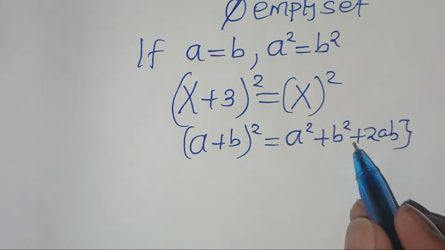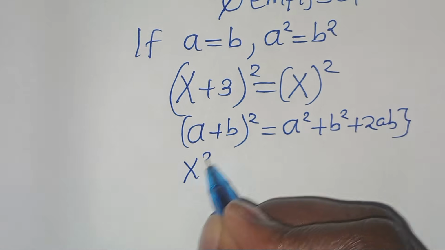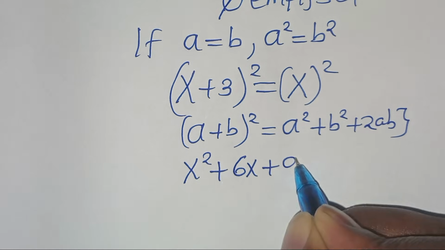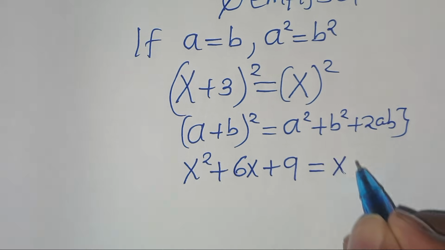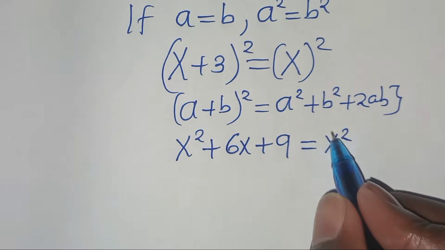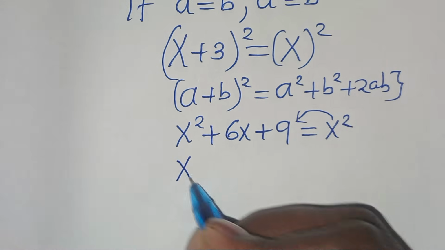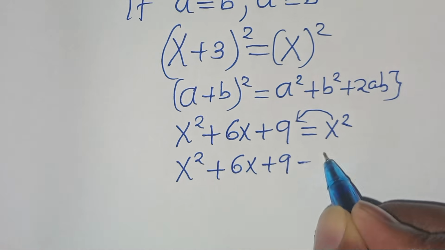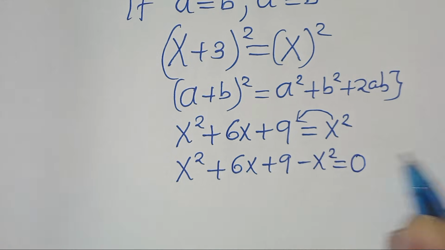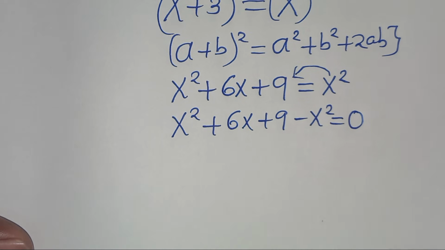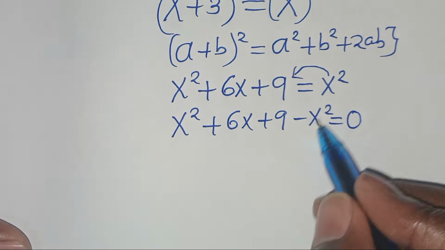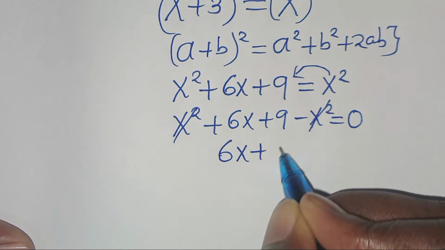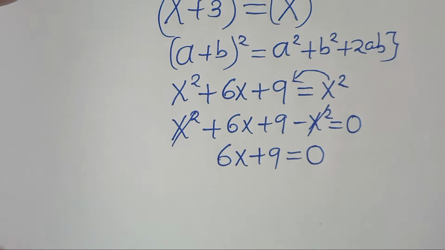Applying this algebraic identity, here we have x to the power of 2 plus 6x plus 3 squared, which is 9, equal to x to the power of 2. Let's take x squared to the left hand side, so that we have x squared plus 6x plus 9 minus x to the power of 2 equal to 0. Now x squared minus x squared simplifies, so we have 6x plus 9 equal to 0.